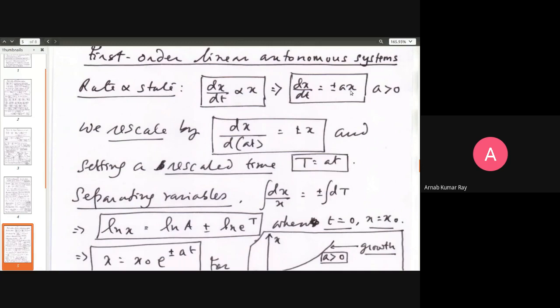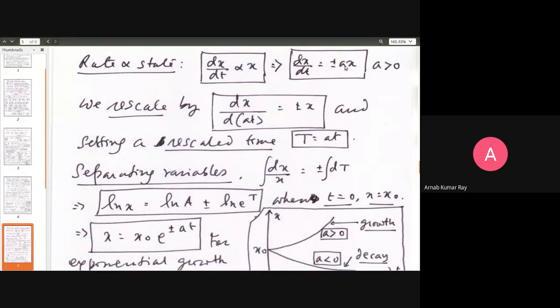Rescaling. Here we have got this a business, so we would rather not have that a thing. What we do is, a is a constant, and a is a positive number, a positive constant. So we take the a to the left-hand side and we write dx/d(at). A being a constant, it can enter a derivative, come out of a derivative, enter an integral, come out of an integral, whatever. So we write it as dx/d(at) is equal to plus minus x, and then we rescale the time as capital T is equal to at.